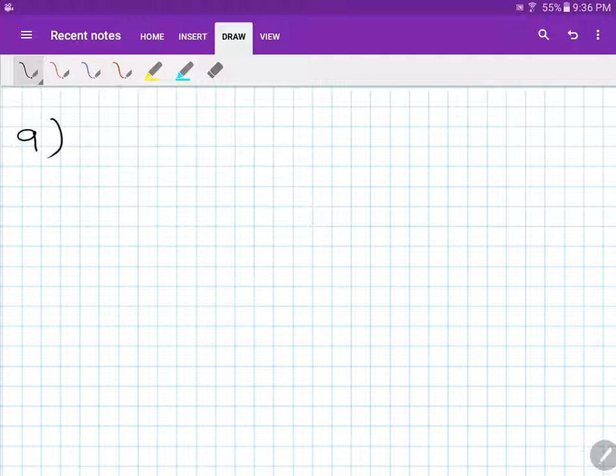Okay, so let's add a little bit of flavor. Let's say I'm going to do something a little different now. Let's say 2x squared minus 20x plus 32. Now, the difference between this one and the previous one is this.